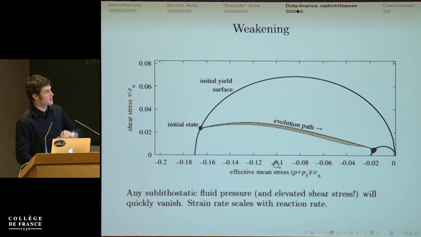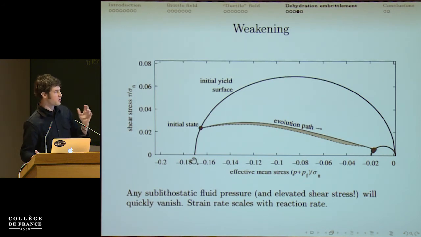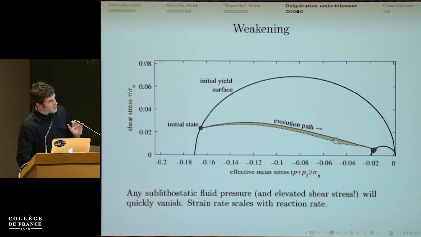So this is on the negative side. But again, the concept is the same. We start from an initial state with some initial shear stress and essentially sublithostatic fluid pressure. And then as we start the reaction, we all collapse. We compact these aggregates, we accelerate the reaction, and we decrease the shear stress by the same process.